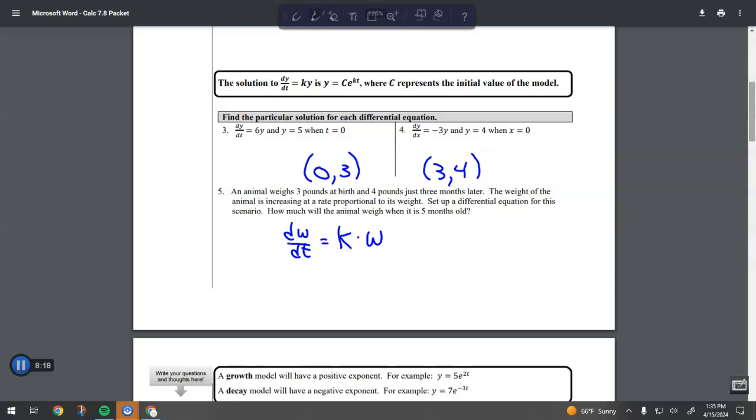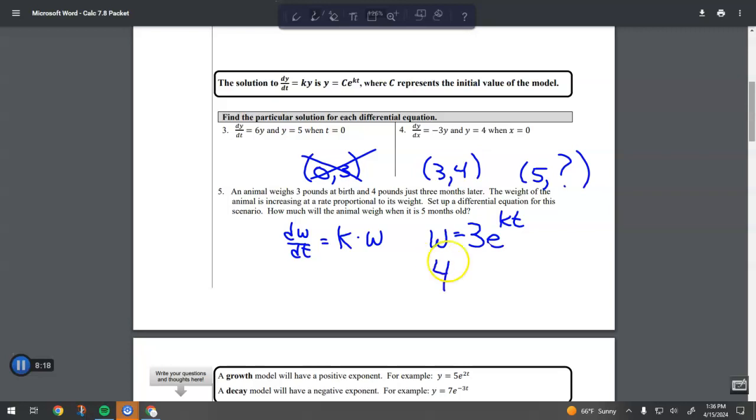So again, this is where you get to decide: do I want to separate these and go through it, or am I comfortable just saying W is going to equal C e to the kt power? And I don't have an initial weight this time. Oh, no, I do. So what's that C? 3. But I have to find K. I used the first point just to set up my equation. So I'm going to plug in 3 for t, 4 for W. Did I say to find W? Find K. We're going to try to find K.